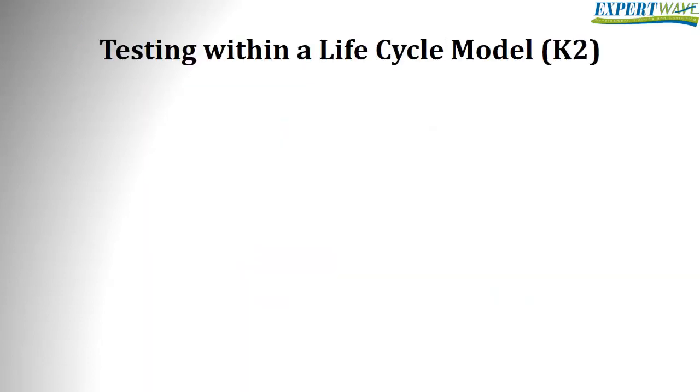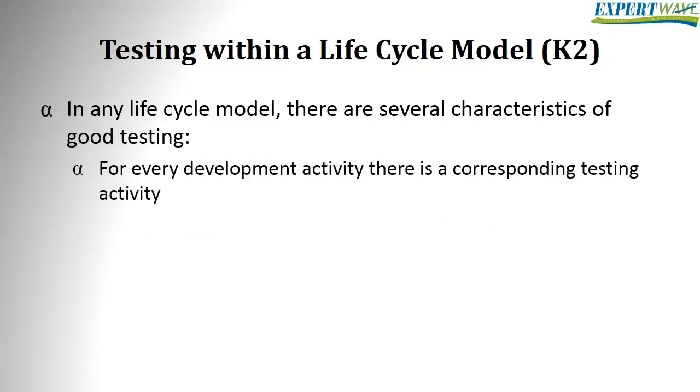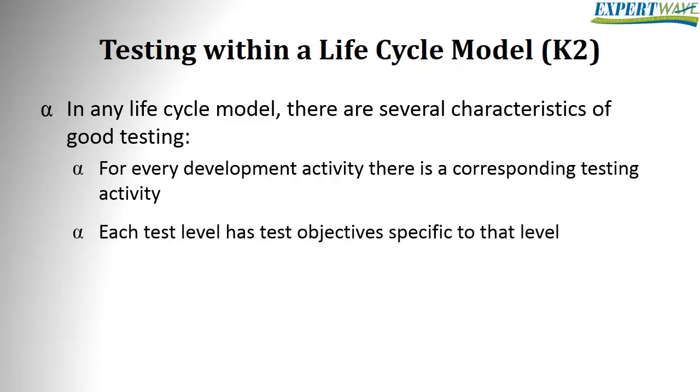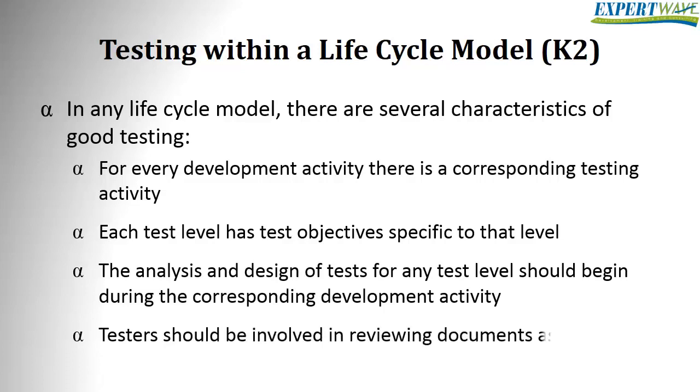In summary, in any life cycle model there are several characteristics of good testing. First, for every development activity, there is a corresponding testing activity. Second, each test level has test objectives specific to that level. Third, the analysis and design of tests for any test level should begin during the corresponding development activity, as we have seen in the V model. Last, testers should be involved in reviewing documents as soon as drafts are available in the software lifecycle.